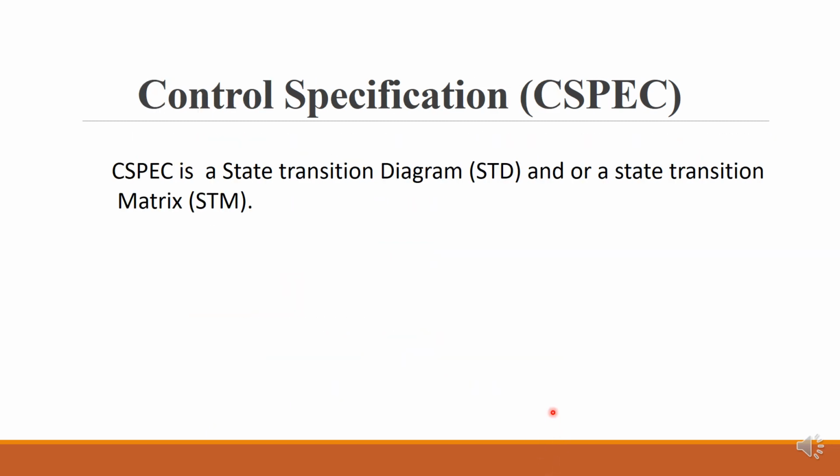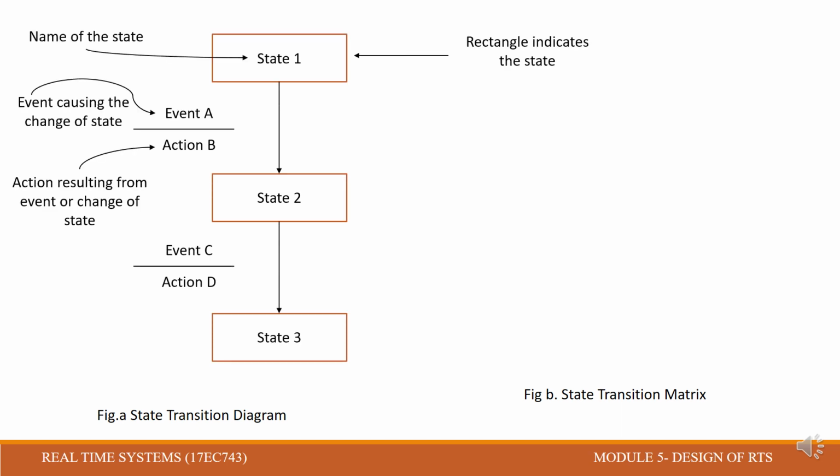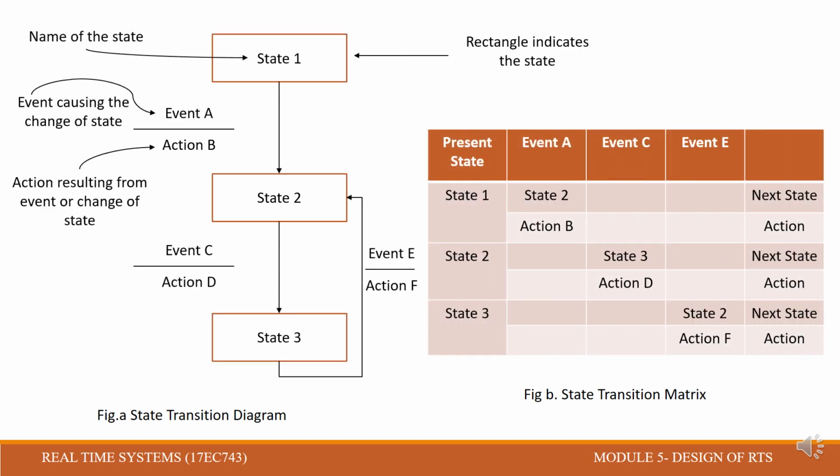Control specification. We also have a representation for control transformations, that is the control specification. It is a way of representing them in terms of a state transition diagram and a state transition matrix. The first way is by a state transition diagram and state transition matrix. The rectangular blocks here indicate states, and for every state there will be a next state.